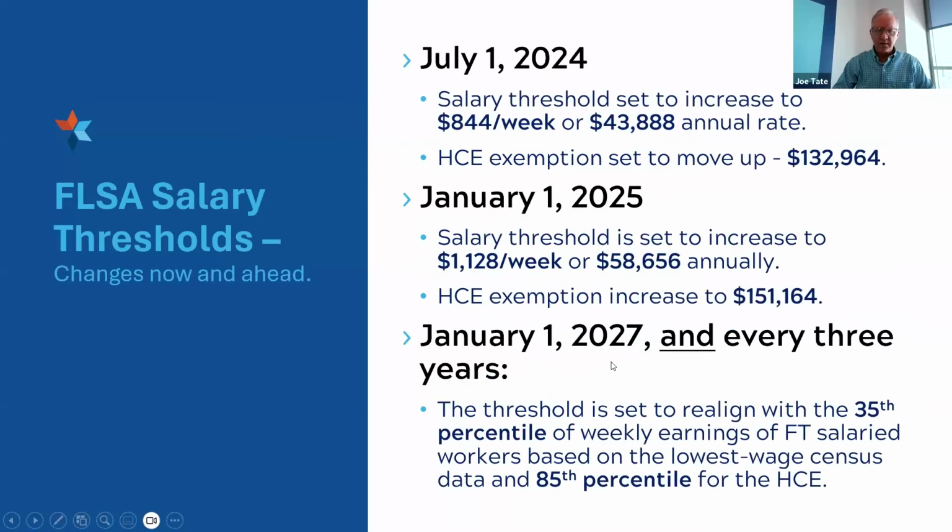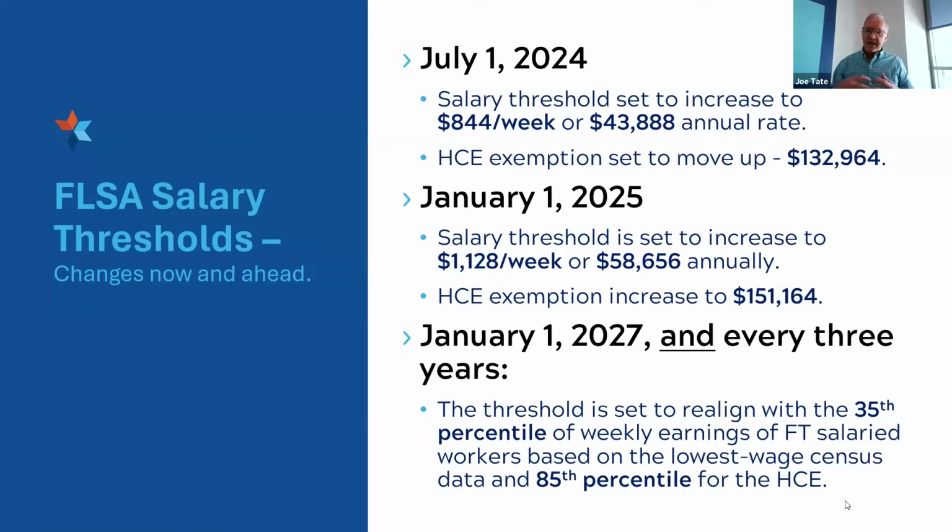Next one here. So here are the changes that we're looking at, coming as soon as, like I said, 5 weeks from yesterday, July 1st, 2024. This is what the final ruling has said: the salary threshold is set to increase to $844 a week, or an annual rate of $43,888. So a substantial increase. And it would move the HCE exemption up to almost $133,000.